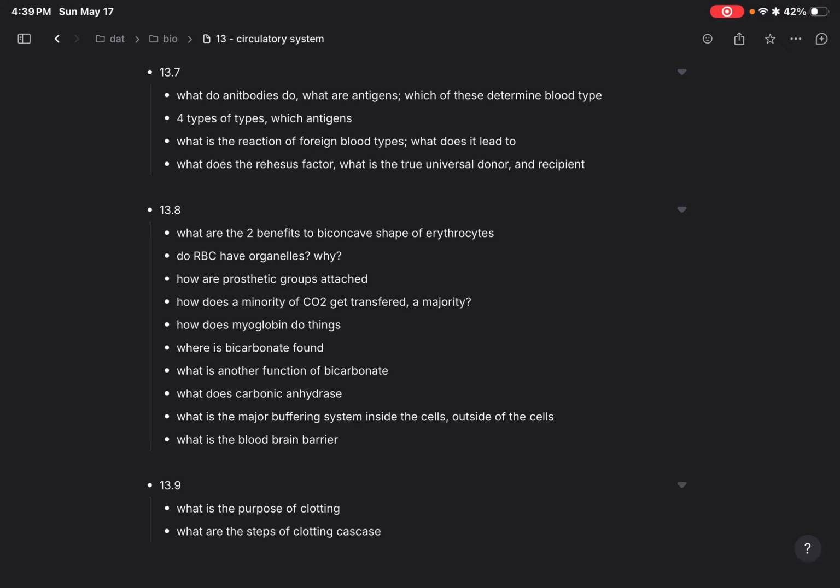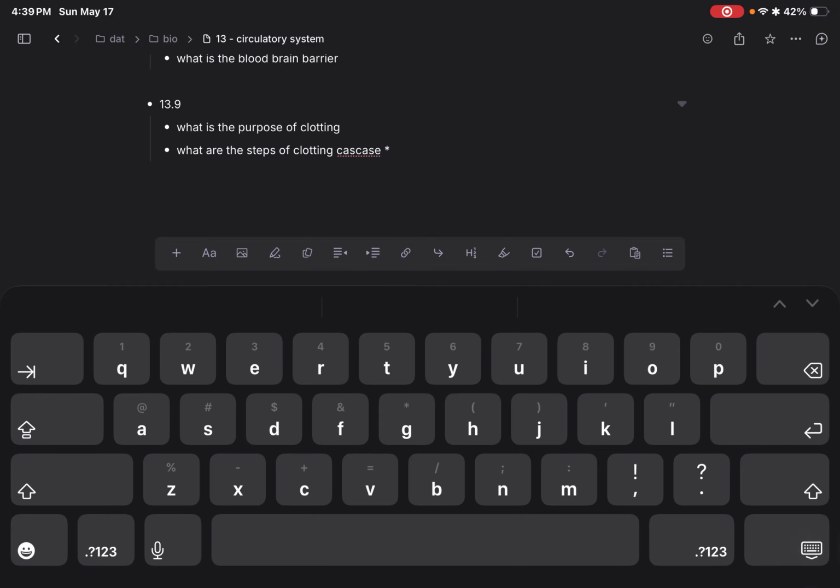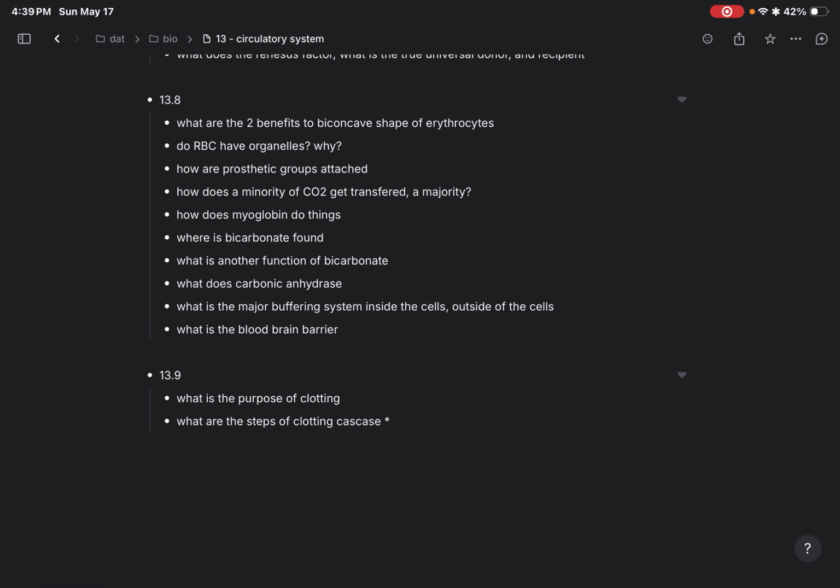What is the purpose of clotting? Clotting is to prevent excess loss of blood when you bleed, like if there's an injury to the vein. The steps of this, I don't fully remember, so I'm going to put a star there. But what usually happens is, you cut your hand, now the vein's broken, so platelets are going to escape. Those platelets are going to call something. What are they going to call?